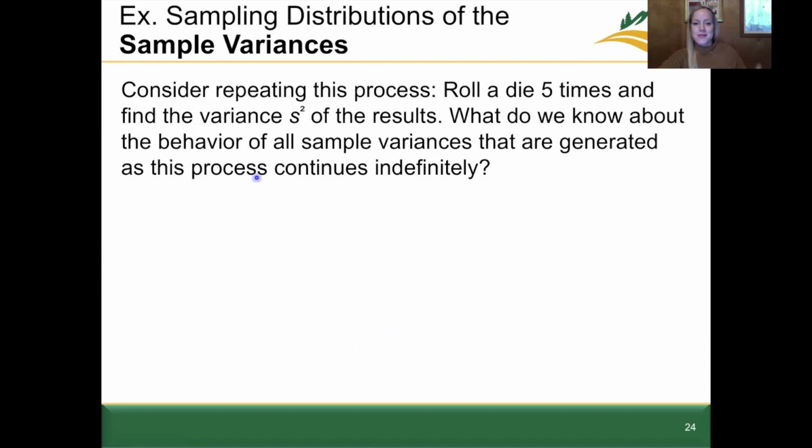Let's do this example now using sample variances. So consider repeating the process that we've talked about before. We're going to roll a die 5 times, find the variance, or s squared, of each of those samples, where each sample reflects rolling the die 5 times. What do we know about the behavior of all sample variances that are generated as this process continues on indefinitely?